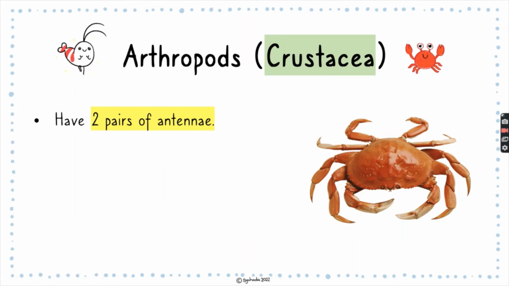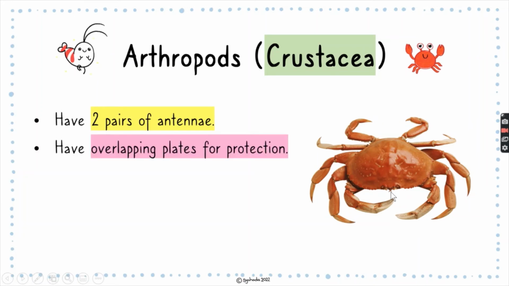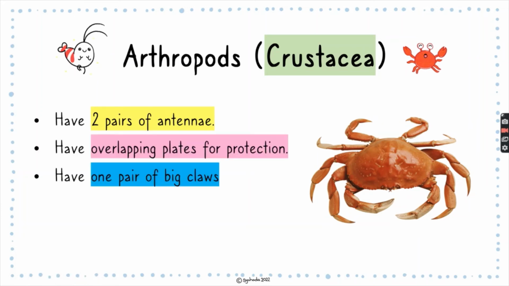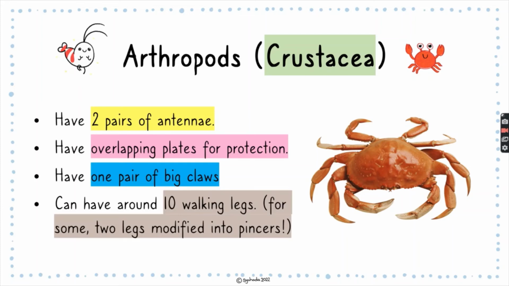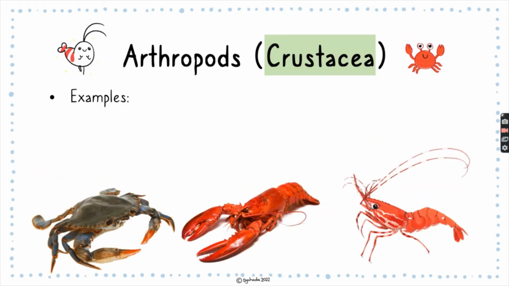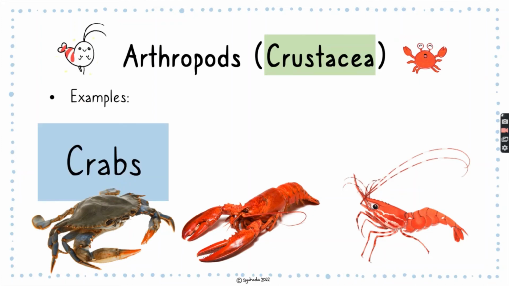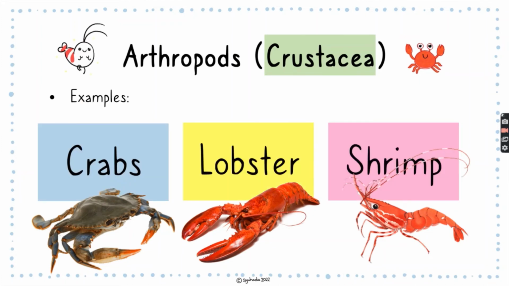They also have 2 pairs of antennae, and they're very tiny though. They have overlapping plates for protection and 1 pair of big claws. Some can have around 10 walking legs, and 2 legs can be modified into pincers. These are what we call pincers. They pinch you, and I'm sure it'll hurt. Crustacea also lay eggs, and the main examples of Crustacea are crabs, lobsters, and shrimps.